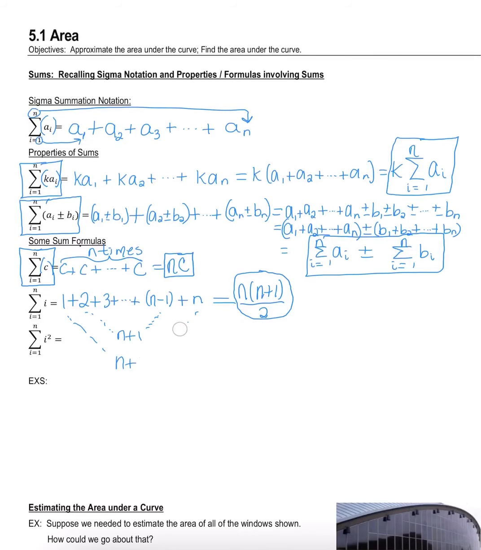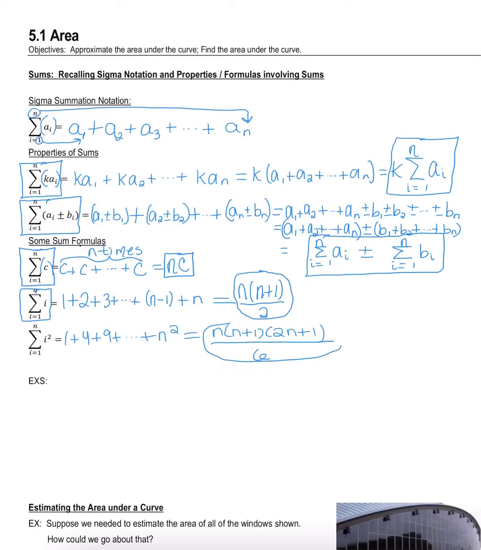And then the last one I'm just going to jot down for you. So these are just some formulas that we may need from time to time. And the last one, the sum of the squares. This would be the formula for the sum of 1 plus 4 plus 9 all the way up to n squared. That's going to be n times n plus 1 times 2n plus 1 all over 6. Okay, so this is our formula for the sum of the squares.